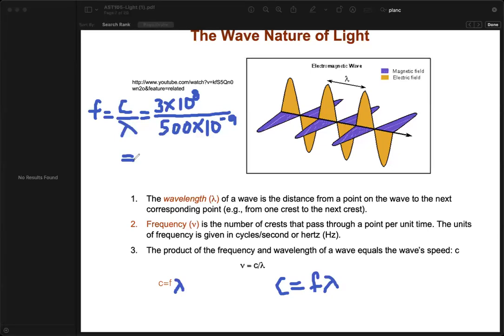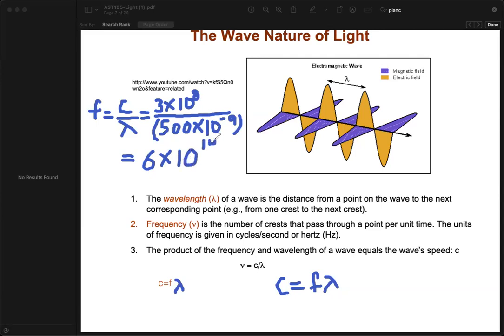So preferably put brackets, put parentheses around this when you're punching in the numbers in your calculator. Okay, so the answer comes out to be 6 times 10 to the power 14 hertz.